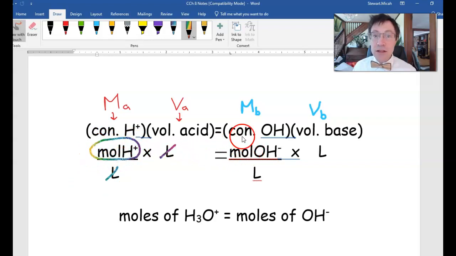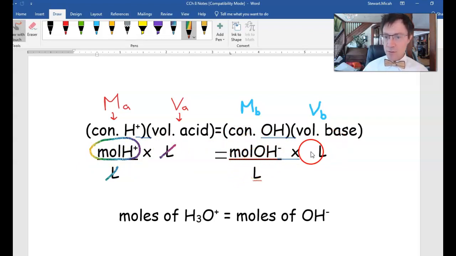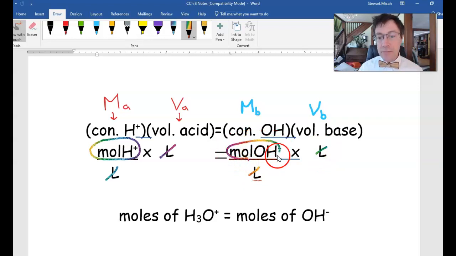Same thing is happening over here with the hydroxide. The concentration of the hydroxide is moles of hydroxide per liter. If you multiply that by the volume, or the number of liters you have, the liters cancel out, and you are left with moles of hydroxide.